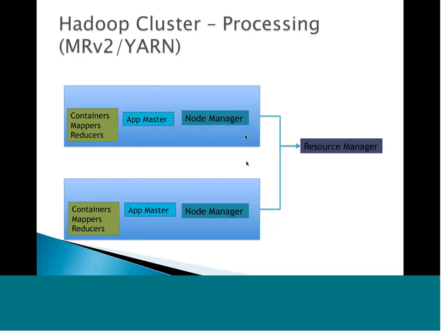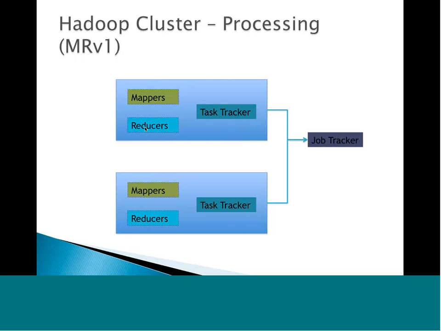And when it comes to MRV2 or YARN, you will have a resource manager, which is a master, and a node manager, which are slave daemon processes. And then there are mappers and reducers and app master. I will talk about those when we get into them. For now, just understand that there are two frameworks, MRV1 and MRV2, and mappers and reducers are transient daemon processes or backend processes, which will actually process the data.